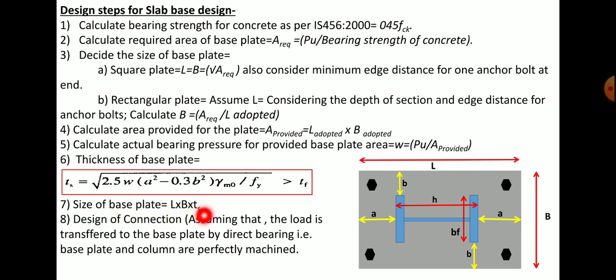Then finally after deciding the thickness, size of the base plate will be fixed, length into breadth into thickness, and based on the connection, assuming whether the load is partially transferring or directly passing depending upon the perfect machining between your column, rolled section and your base plate, you need to design the connection. And always for every problem provide minimum M20 diameter anchor bolts, 4 anchor bolts at every corner of your plate. So here the important calculation in slab base design is thickness of your section, and that depends upon the projection beyond your rolled section, that is A projection and B projection, where A is always a greater projection. So these are the design steps in case of slab base design.